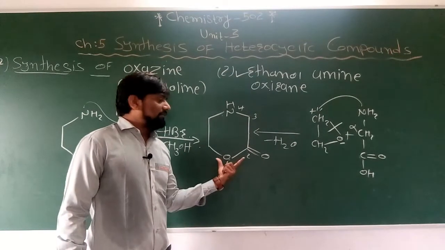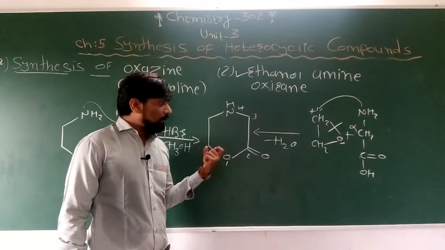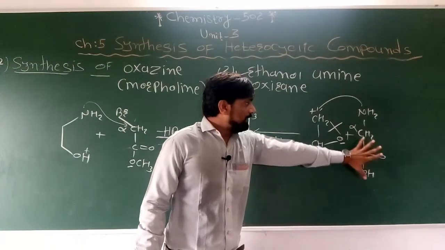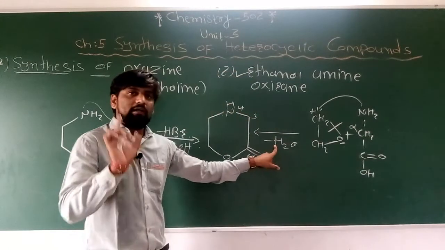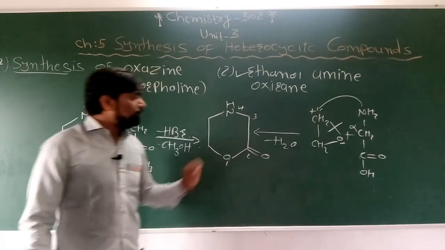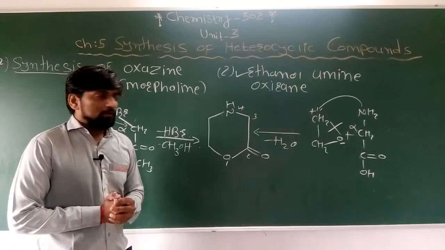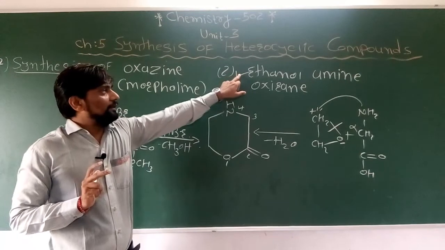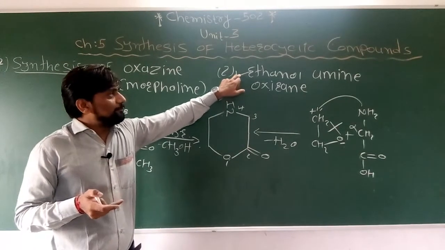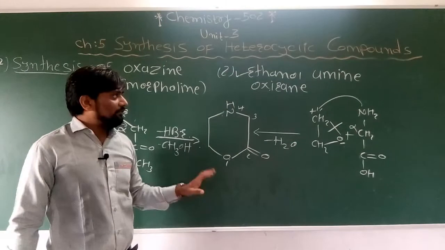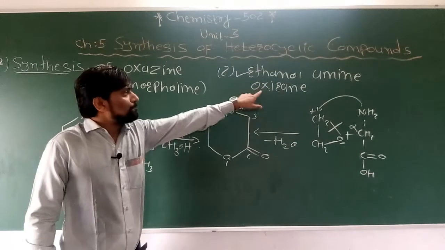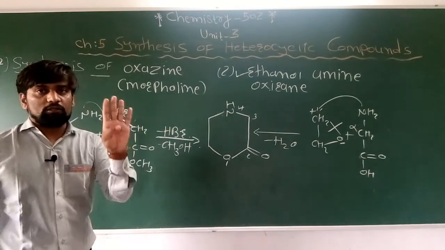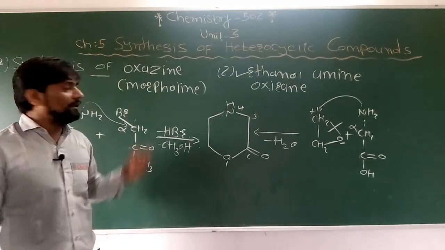So morpholin-2-one will be formed whenever oxirane reacts with alpha amino ethanoic acid. At that time 1 mole of H2O will be removed and morpholin-2-one will be formed. So this is the second synthesis. First, the morpholine derivative was synthesized from ethanolamine. Second, the morpholine derivative was also synthesized from oxirane. So in total, 2 syntheses are complete for the morpholine derivative.